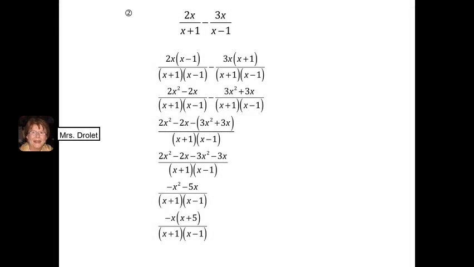I can find a GCF. GCF would be negative x. Negative x is common to both terms. When I divide negative x into both of these terms, I get x plus 5 is the other factor. So we verify. Are there any factors that are identical in the numerator and the denominator? The answer is no. Therefore, this is your fully simplified rational expression after we subtracted.